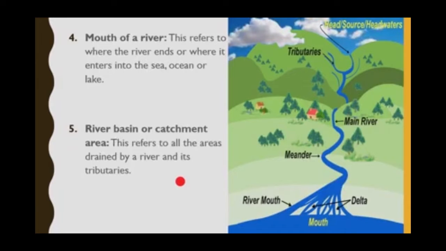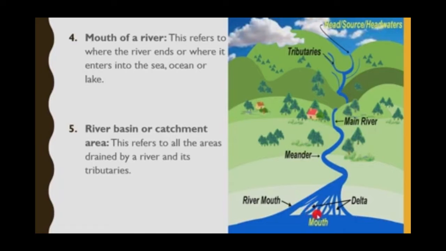4, mouth of a river. The mouth of a river refers to where the river ends or where it enters into the sea, ocean, or lake. Like you can see in this picture here, this is the mouth of the river. From here, the river started flowing from this island area down to this part, through this part, and then from here, it now enters into another river by this end, okay?